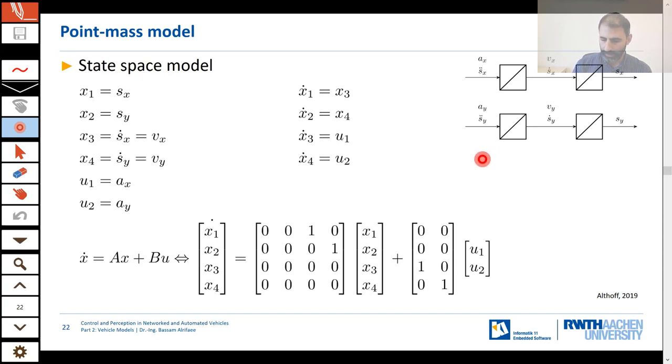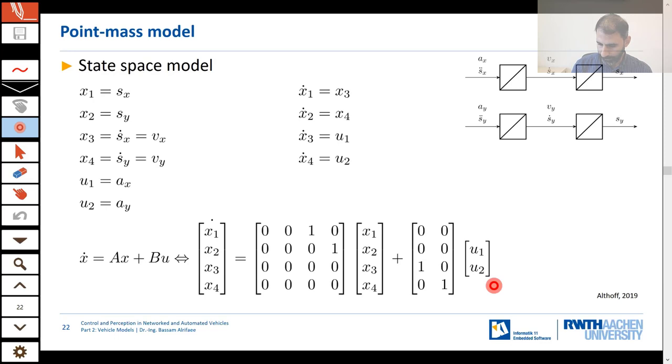Here you see again the block diagram to remember it when writing the equations. And we can write the state space model in a compact form. It is linear. So the general equation is x dot equals Ax plus Bu. Here is the state space vector. So the first derivative of it equals a matrix A times the state vector plus a matrix B multiplied by the input vector. Well, this is the point mass model.